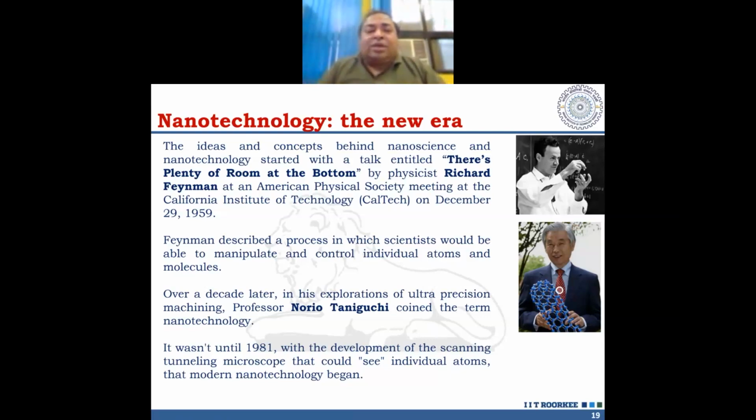The ideas and concept behind nanoscience and nanotechnology started with a talk of Richard Feynman, called "There is Plenty of Room at the Bottom." And the talk was hosted at an American Physical Society meeting at the California Institute of Technology, Caltech, on December 29, 1959. Think about December 1959, where Richard Feynman described a process in which scientists would be able to manipulate and control individual atoms and molecules.